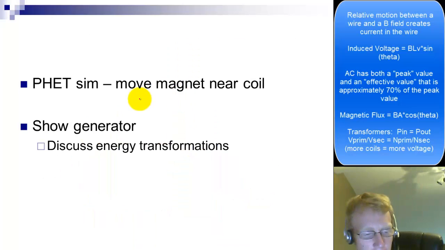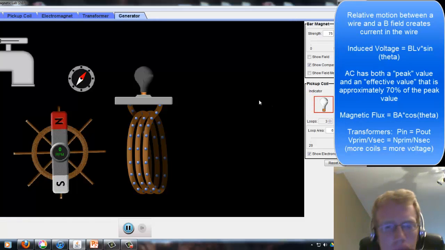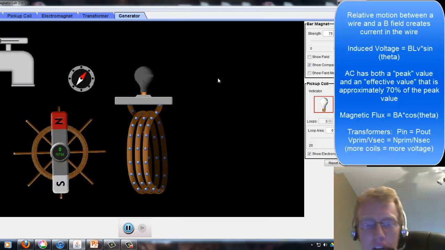All right, so let's look at another simulation, again showing the generator. Okay, so let's take a look at this sim for how a generator works. So we want to create electricity using magnetism. And we learned that if you change the magnetic field or change the magnetic flux, it'll cause current through the loop. So right now, we've got a magnet sitting here, not moving, and we've got a loop sitting here, not moving, and so there's no current going through it.